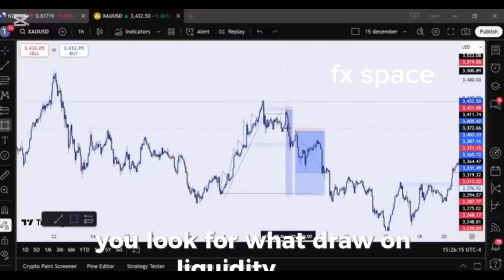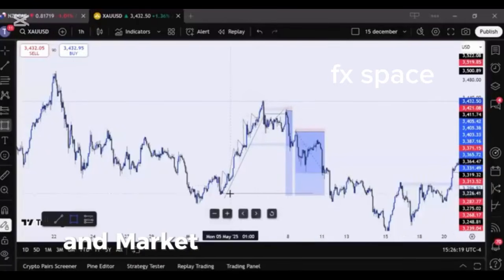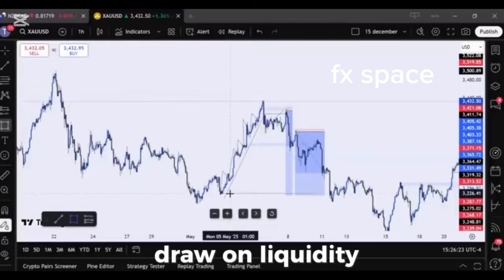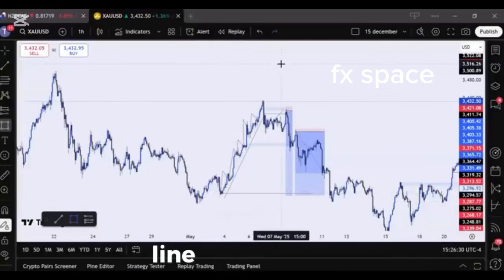Draw on liquidity. Now the draw on liquidity that we can see here easily is what? Trend line liquidity. And market needs to what? Clear that draw on liquidity. So since the market has not yet cleared that draw on liquidity, do not start looking for trades to reverse the direction of the market until market successfully clears this trend line liquidity here.